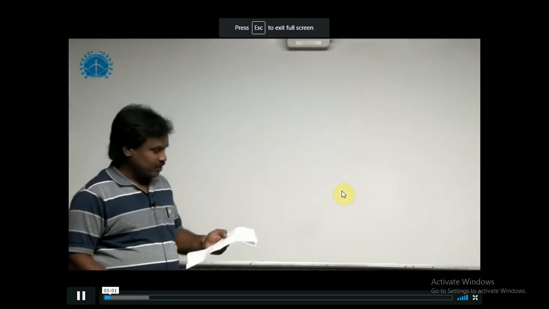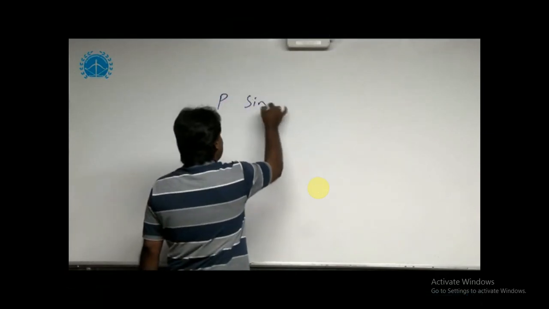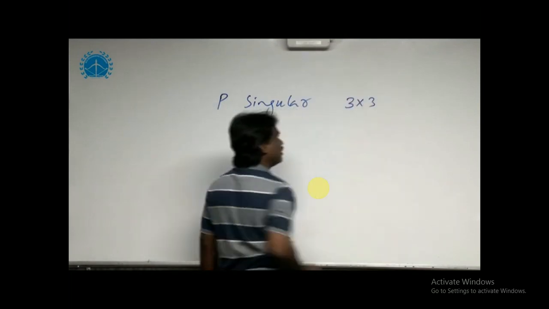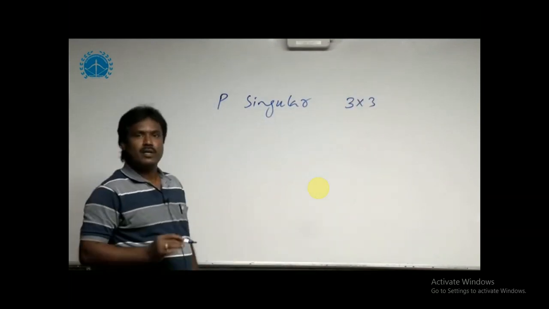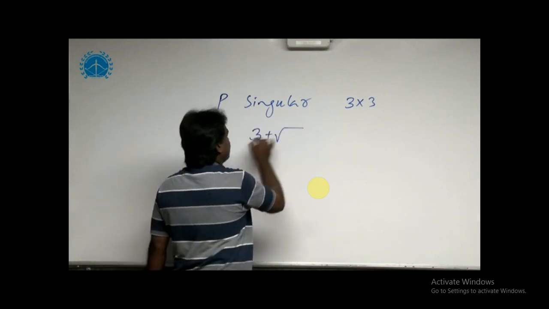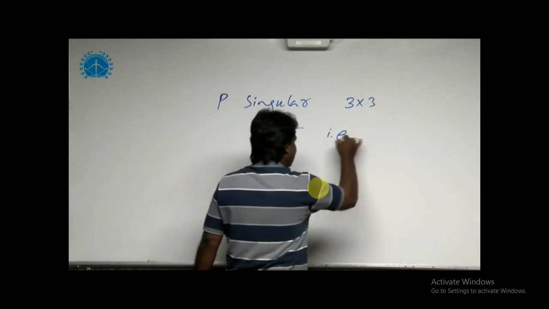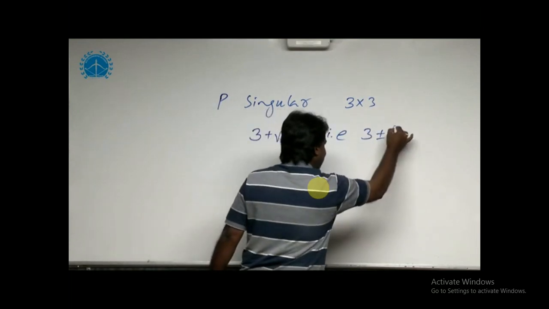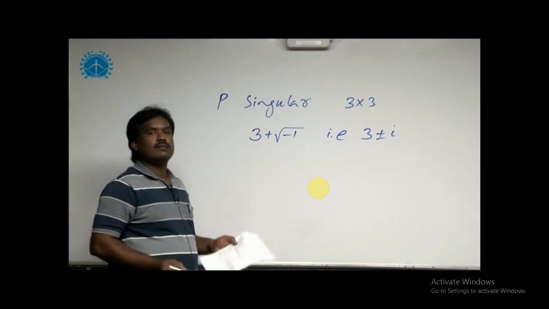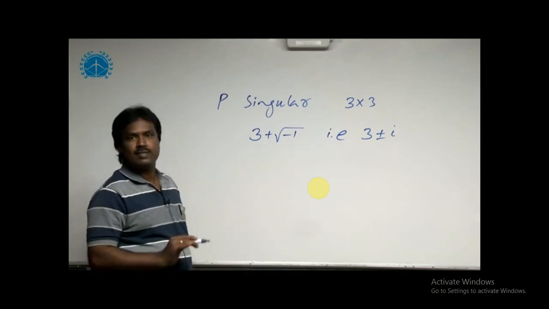So in this question, given P is a singular matrix of 3 cross 3. Therefore it will have 3 roots. But already given in the problem, root 3 plus or minus i, 2 roots are given. But actually to find determinant of P, we know already the product of eigenvalues is equivalent to det P.